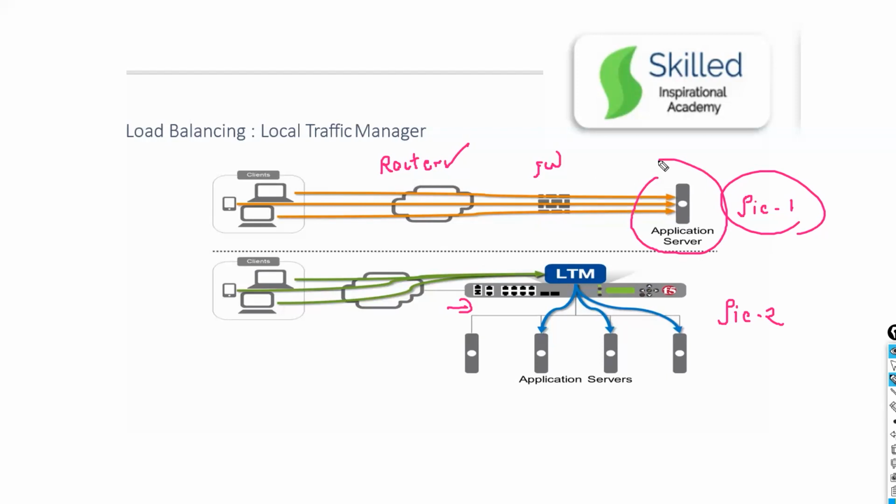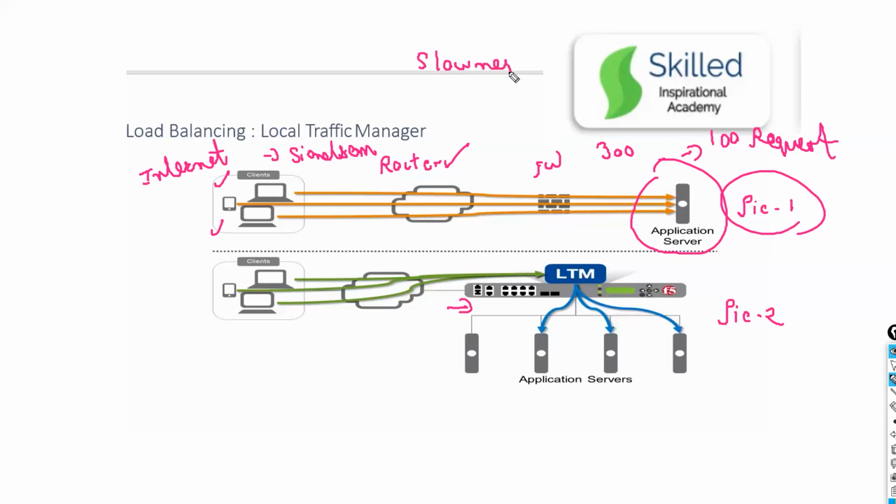What was the disadvantage here, guys? First of all, this server says I can only handle 100 requests per second. But I have multiple clients over the internet who want to access SIANETS.com, which I talked about. In that case, you were getting 300 requests, but the server can handle only 100 requests. What is the issue you will get? Slowness. Availability issue. If the server goes down, there is no redundancy.